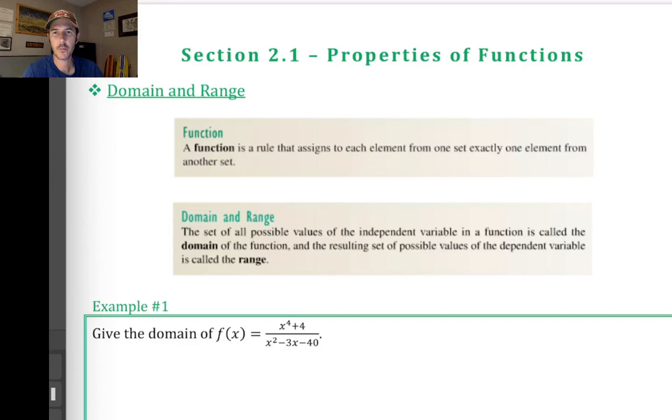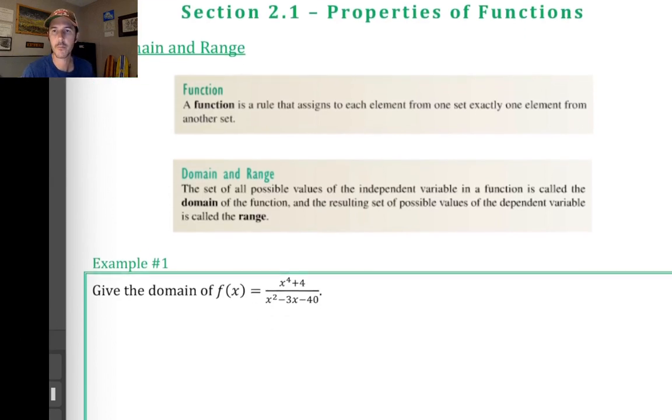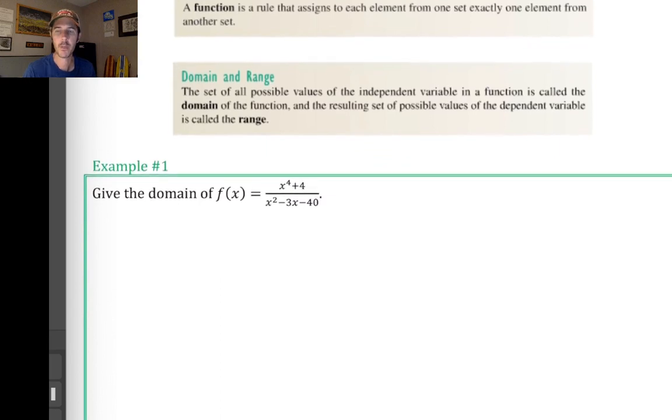domain and range as pertains to functions. I'm not going to read every word on every page because you know how to read, presumably. But don't forget that domain is the list of x values or input values that we're allowed to put into a function, and the range is the list of values that come out of the function. Sometimes we think of those as y values.